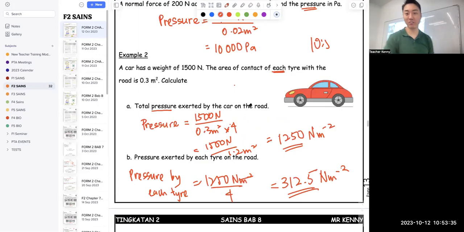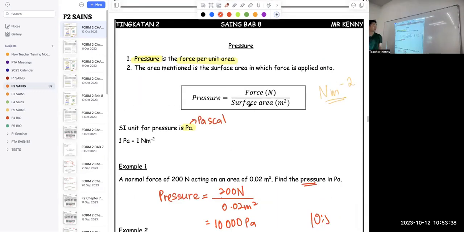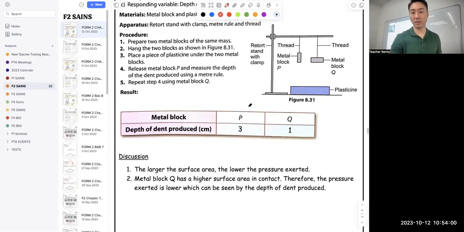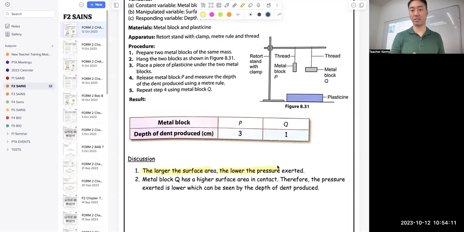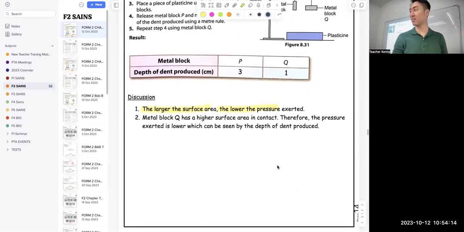pressure. Okay, look at this formula over here, just in case you don't know mathematics. Whenever a surface area goes up, bigger surface area, this one will always go down. In mathematics, these two will always fight each other. So if this one goes up, pressure will be lower. This one, smaller surface area, higher pressure. Understand? Okay, so let's look over here. Larger the surface area, the lower the pressure exerted.